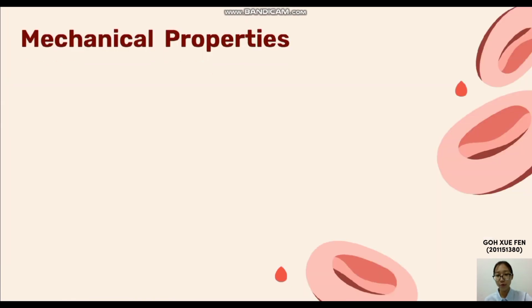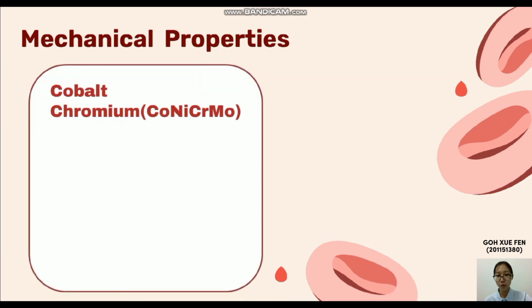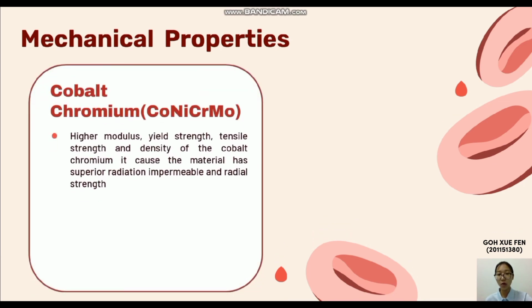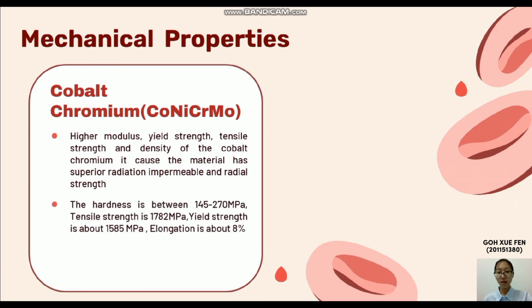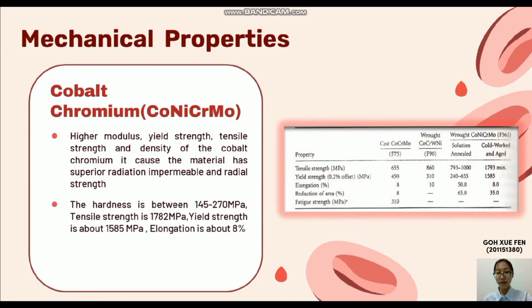Next, the consideration in mechanical property of why we choose the cobalt chromium is that cobalt chromium has a high modulus, Young's strength, tensile strength, and density. This causes the material to have superior radiation impermeability and radial strength. The hardness of the cobalt chromium is between 145 to 270 megapascal. The tensile strength is around 1782 megapascal. The yield strength is about 1585 megapascal. The elongation is around 8%.